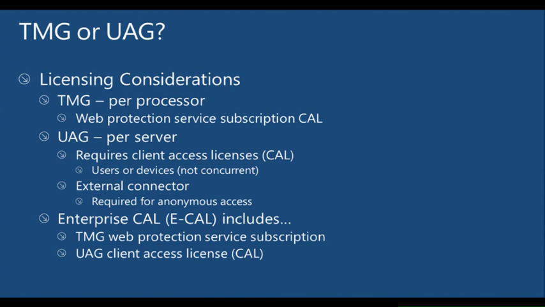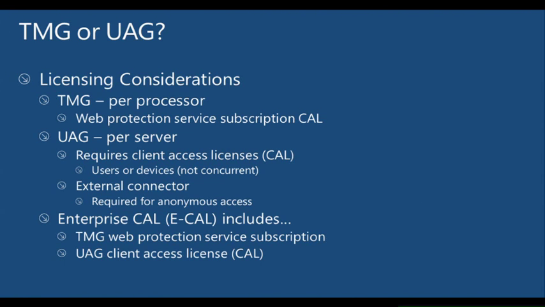So if you have 5,000 users who may use the system, but you only have 500 concurrent, you still have to purchase 5,000 licenses. In addition, just a word of caution about the external connector license for UAG. UAG is designed to provide access to, again, our named users and devices.